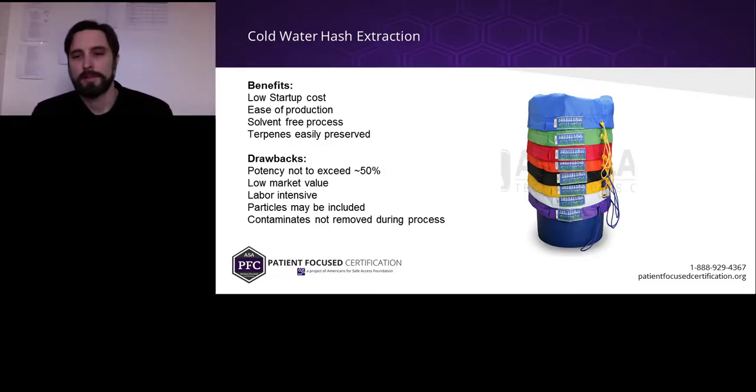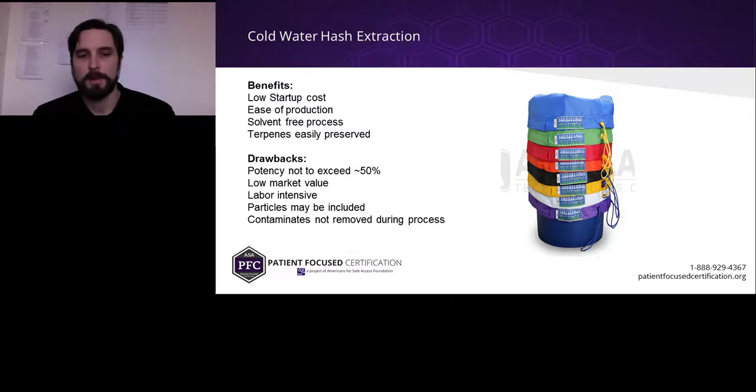Now, cold water hash extraction is an interesting method. It's a low startup cost, ease of production. It's typically what we would call a solvent-free process. It does use water, which I know is a solvent, but you're not using butane or ethanol or something like that. Terpenes are very well preserved in this process. And this is a series of bags, and so ice water will be loaded in here with probably frozen cannabis, and it would be pulled or strained through a succession of smaller and smaller screens.